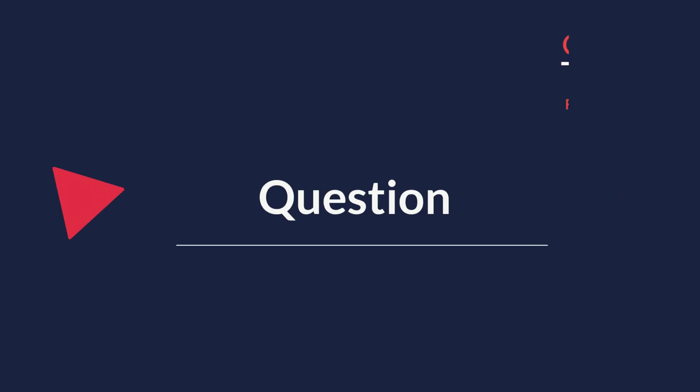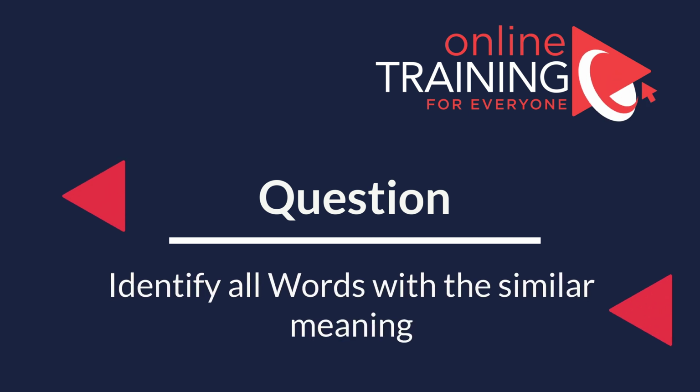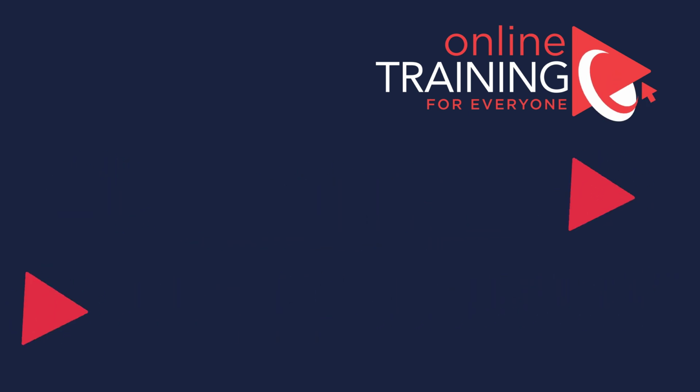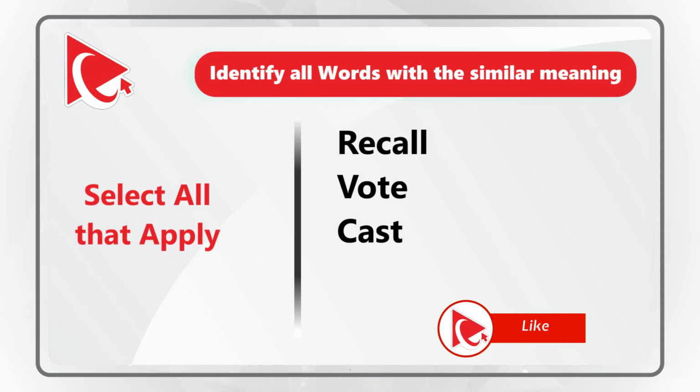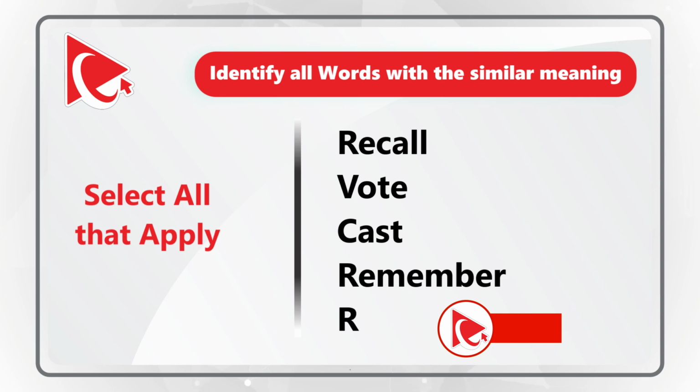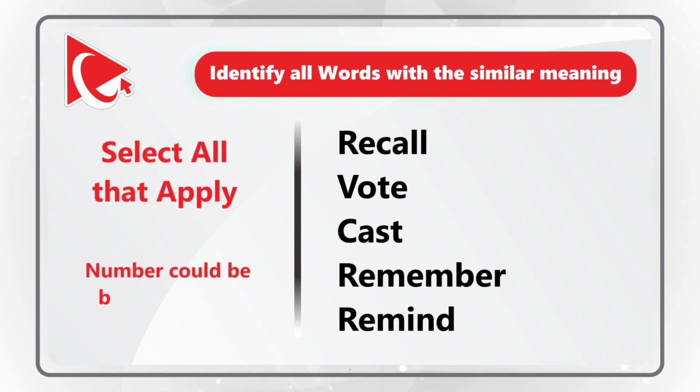Very frequently on the test, you need to identify words with similar meaning. In this case, you're presented with 5 words: recall, vote, cast, remember, and remind. Which words on the list have a similar meaning? Very interesting question because the number could be between 2 and 5. Did you get to the answer? Let's move forward and I'll share with you the correct solution.